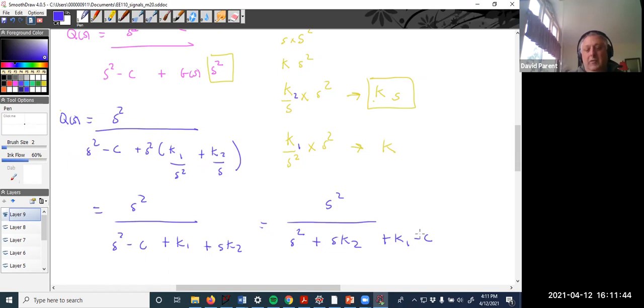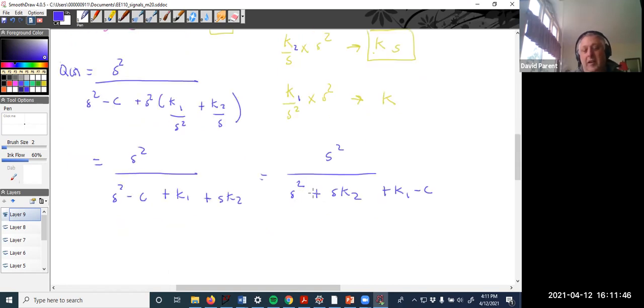Right? And so if we remember, everything has to have the same sign. The terms are all there, right? What's going to keep it positive? Oh, k2 greater than 0. What's going to keep that positive? k1 greater than c. So if these two conditions are met, then you're fine. It's in control.